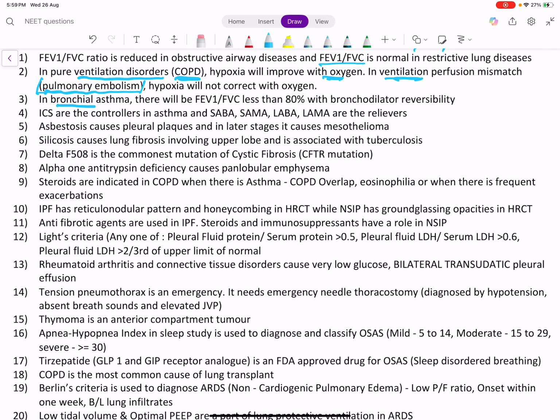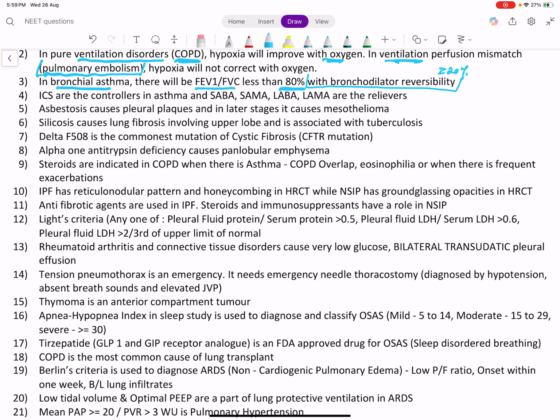I told you in bronchial asthma, FEV1 by FVC is less than 80%. Bronchial asthma is an obstructive airway disease, but here there is bronchodilator reversibility. That is, on giving bronchodilators, the reduced FEV1 will improve by more than 20%. Whereas in COPD, here again FEV1 by FVC is less than 70%, but there will not be bronchodilator reversibility. Also in bronchial asthma, inhaled corticosteroids are the main pathology changing drugs. The pathology changing drugs in asthma are called controllers. So inhaled corticosteroids are the controllers.